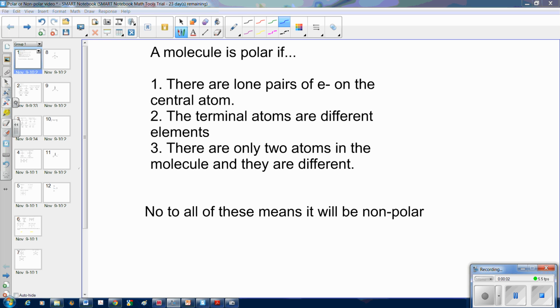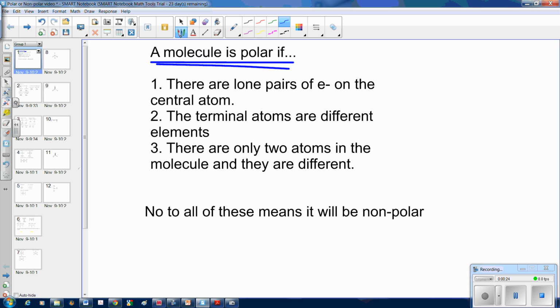When you're drawing Lewis structures, you have to be able to tell whether a molecule is polar or nonpolar. And it's pretty simple, actually. How do you tell if a molecule is polar? If you look right here, the way you tell is simply if one of these things is true about the molecule, it means it's going to be polar. If none of them are true, it means the molecule is going to be nonpolar.